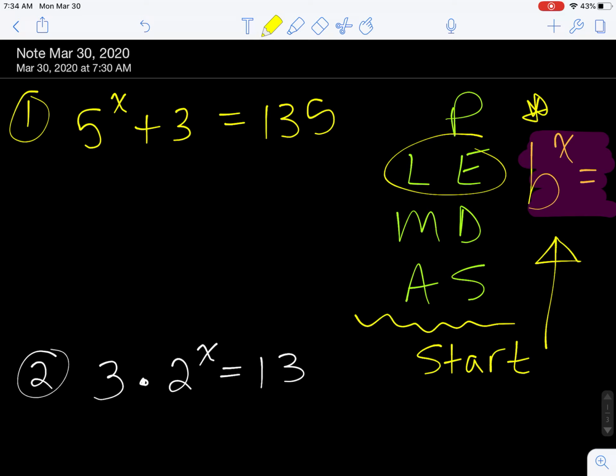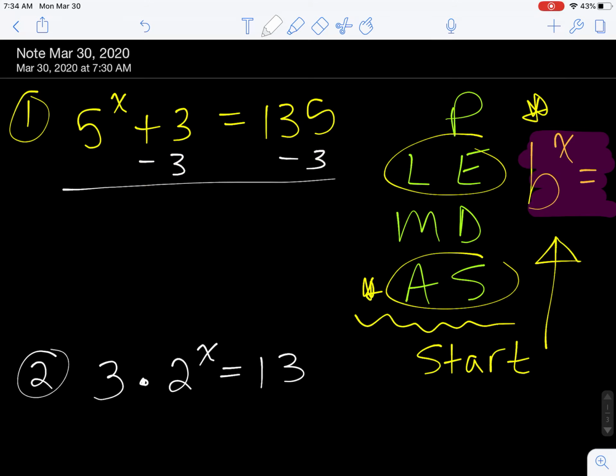So here we go. Let's start at the bottom of PEMDAS and ask yourself, do you have any add or subtract in problem 1? And if you look at problem 1, we do. We have plus 3. So let's apply the opposite to both sides. The opposite of plus 3 is minus 3. So we're left with 135 minus 3 is 132. Notice that we do have our exponential piece by itself.